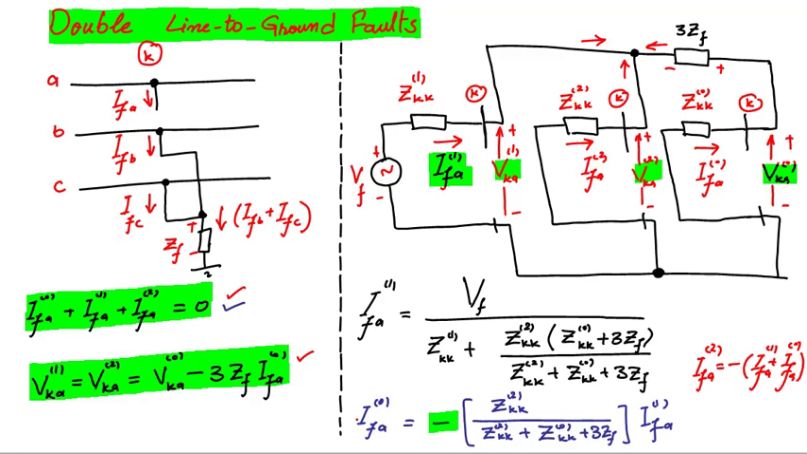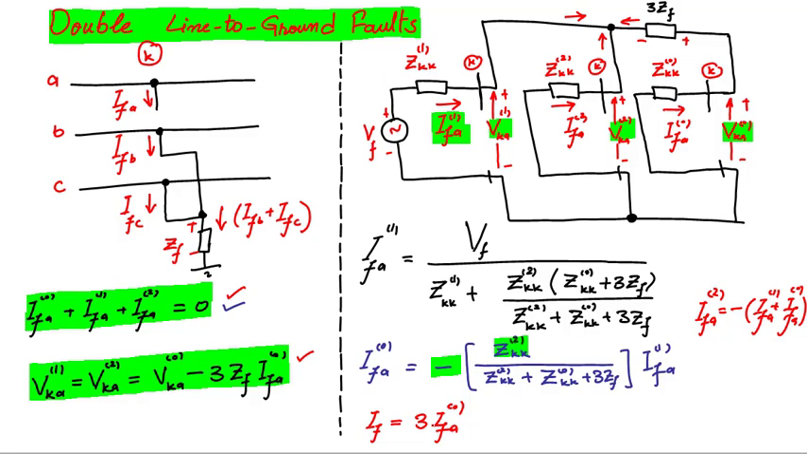So remember, we can also write a similar equation as we have written for zero sequence to calculate negative sequence current. The only difference will be, instead of this impedance ZKK negative sequence in the numerator, we will have to write ZKK zero sequence plus 3 times ZF. So that is also according to current division rule. So it is up to you which formula you can use easily to find out the three sequence components of fault current. So once we have the three sequence components of fault current, the fault current itself will be equal to IF is equal to 3 times IFA zero sequence.